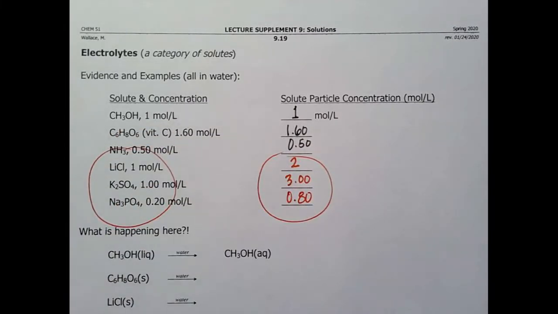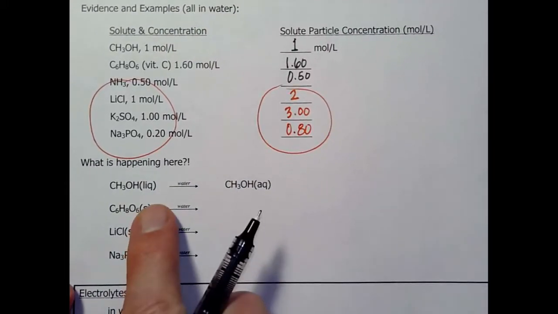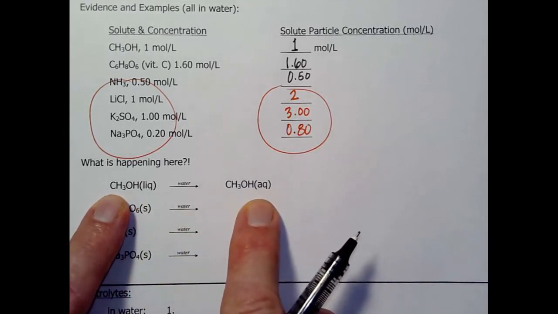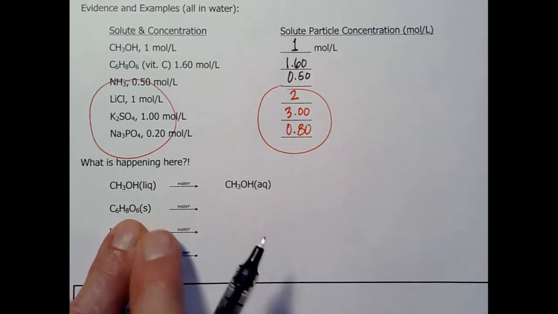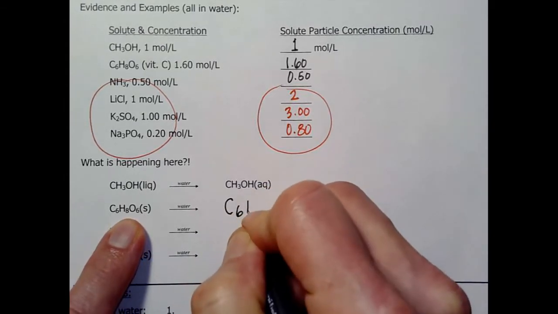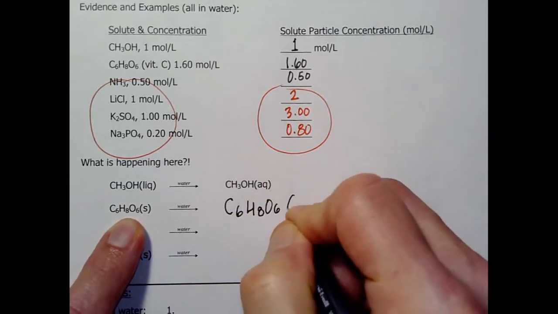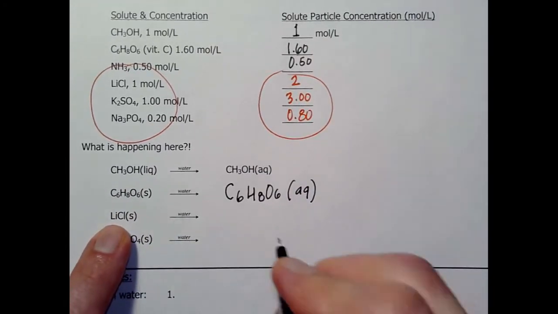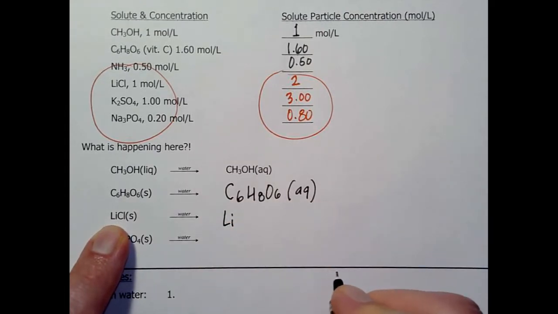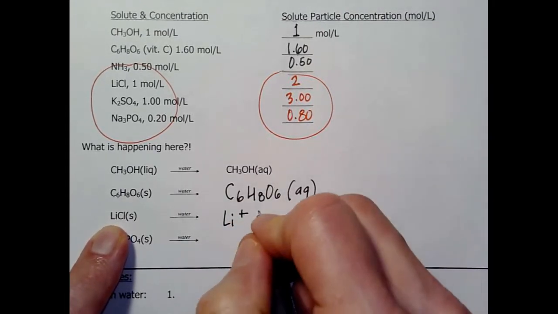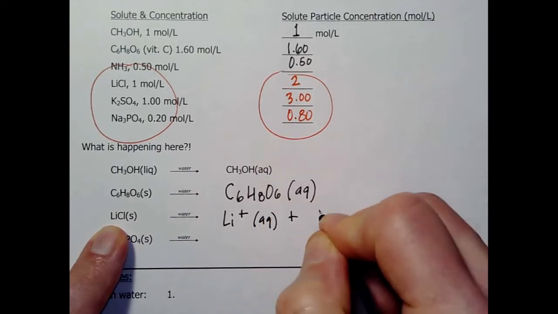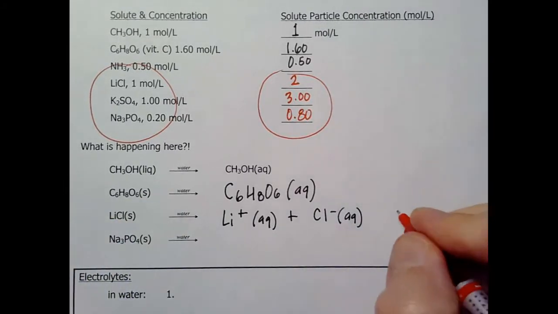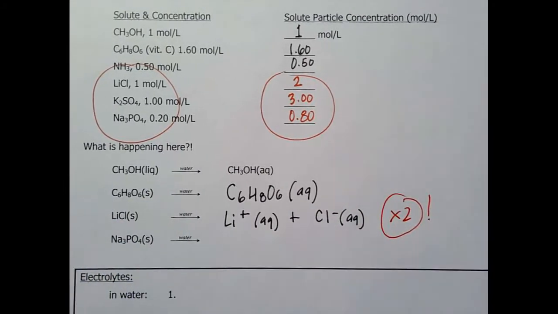Well, let's go back and think about this. When I put this CH3OH in water, it dissolves. It dissolves really nicely. When I put sugar in water, we know C6H8O6 aqueous. When I put lithium chloride in water, I get lithium ion aqueous plus chloride ion aqueous. Notice what I'm getting. I'm getting like 2 for 1.